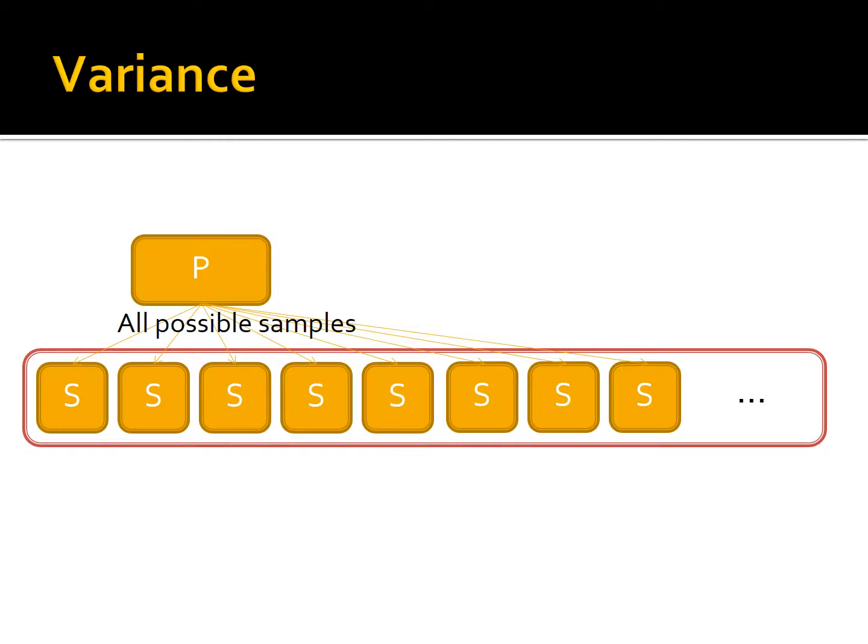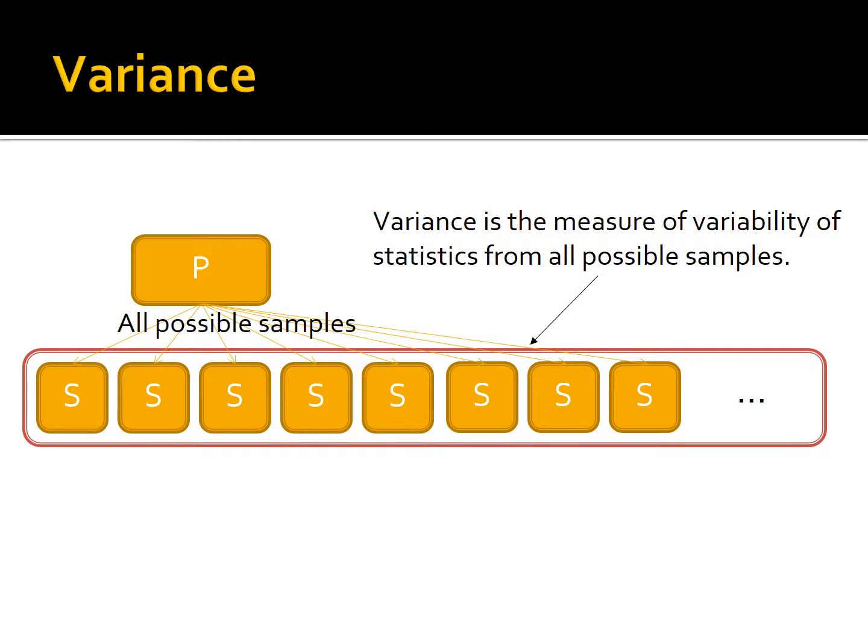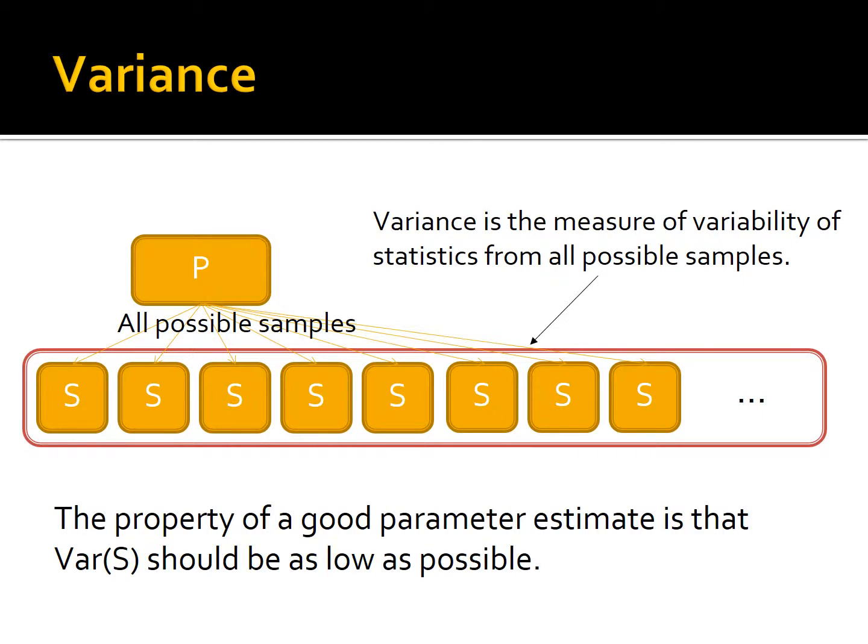Think about the same situation, then variance is the measure of variability of statistics from all possible samples. The property of a good parameter estimate is that the variance of statistics should be as low as possible.